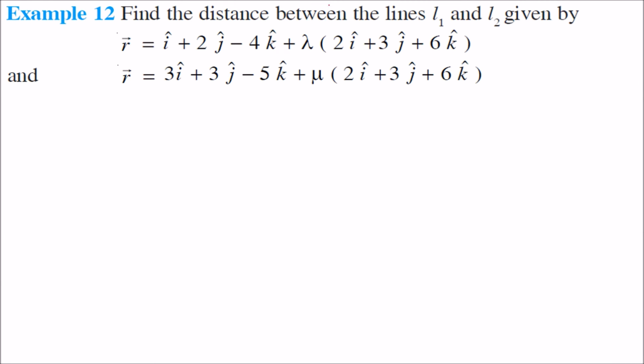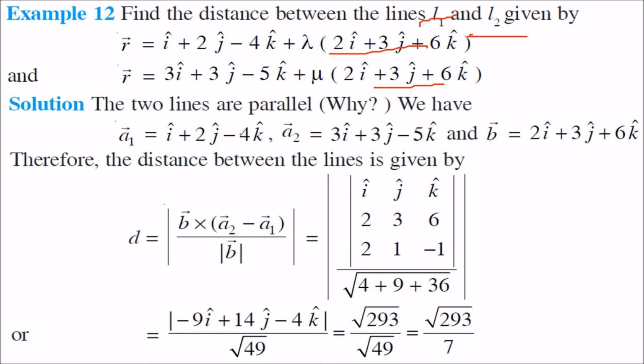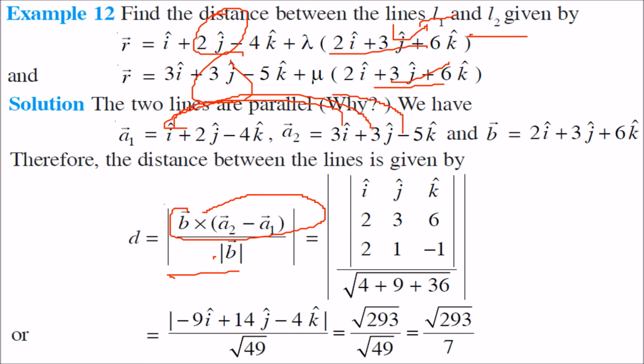Now find the distance between the lines L1 and L2, which is given by this. See here, this B1 and B2 are equal, that is these lines are coplanar. So we'll use this formula, B cross A2 minus A1 by the magnitude of B. So A1 here is this, A2 is this, and these are B. So just place it here. You can easily find B1 and A2 minus A1 first. 3 minus 1, 3 minus 2, and minus 5 minus 4 will come here. And this is 2, 3, 6. This is of course the B, and A2 minus A1 will come here. Just find it out. I hope that you'll be able to do it.